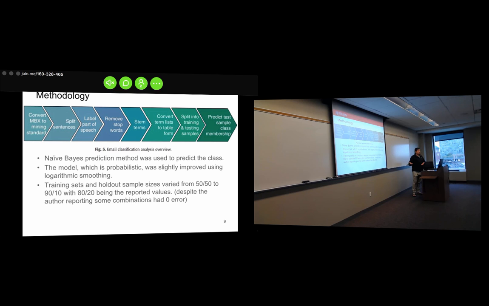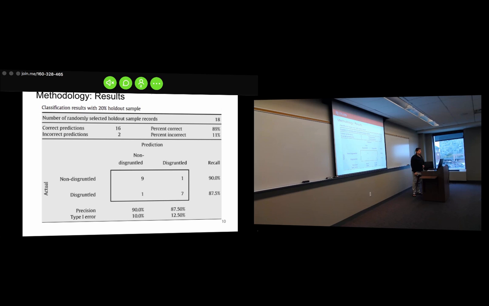So basically, these were her results from the 80-20 split. It was an 89% success rate, which doesn't say much when you're only predicting 18. Basically, there were two incorrect predictions, and they happened to both fall into the best type of category for her paper. She got to show what it was like for a type 1 and a type 2 error, okay?